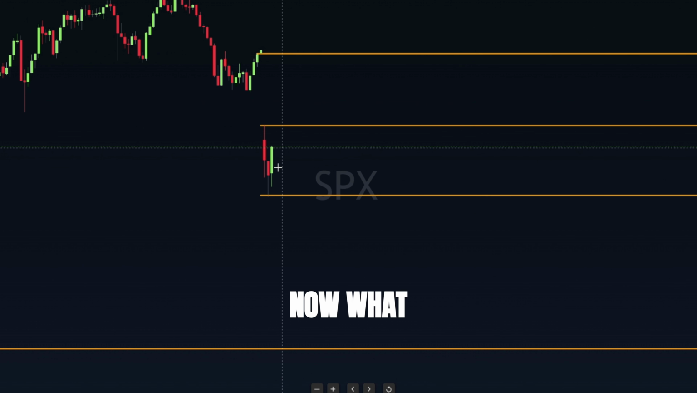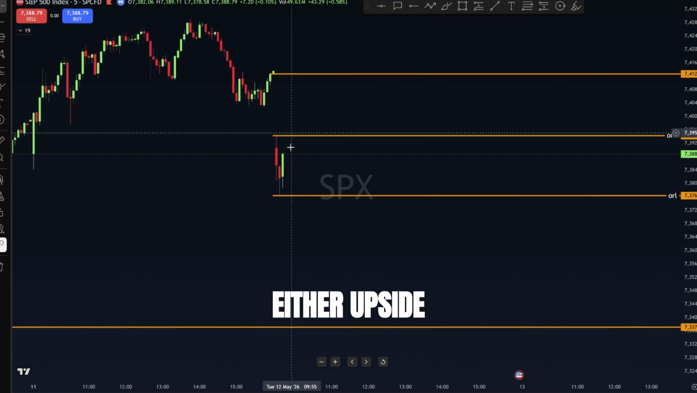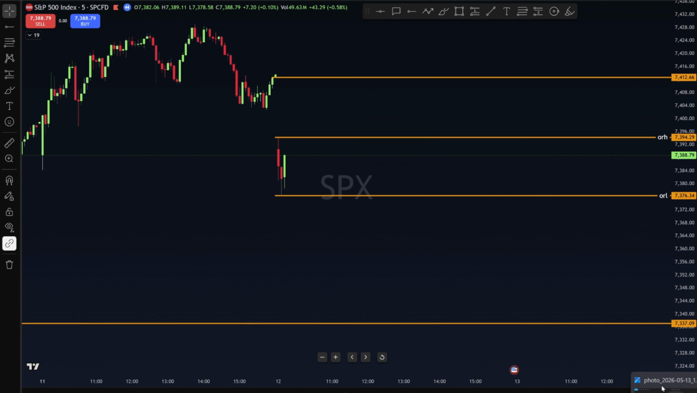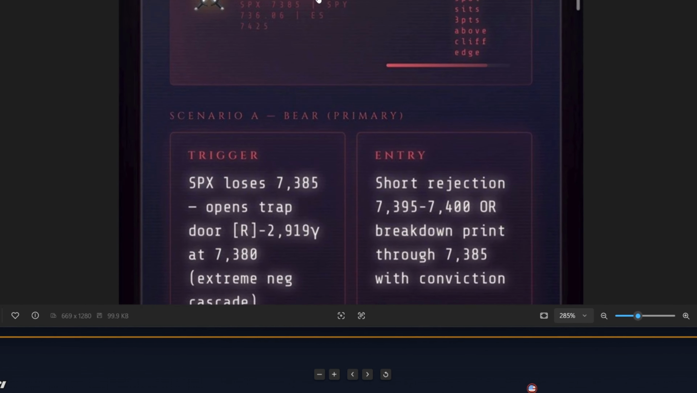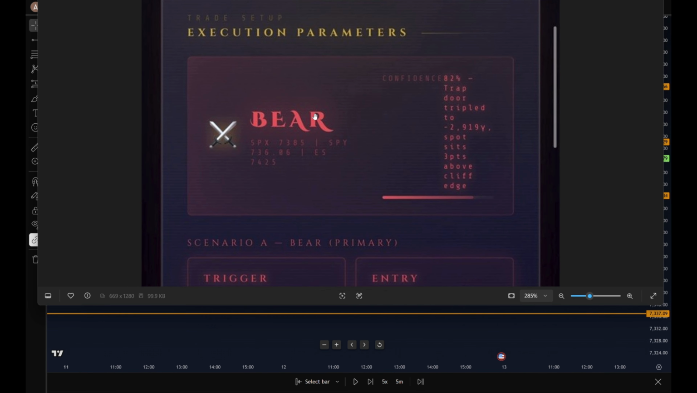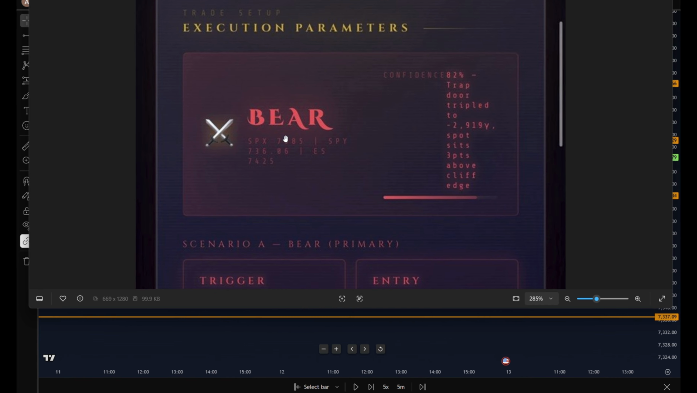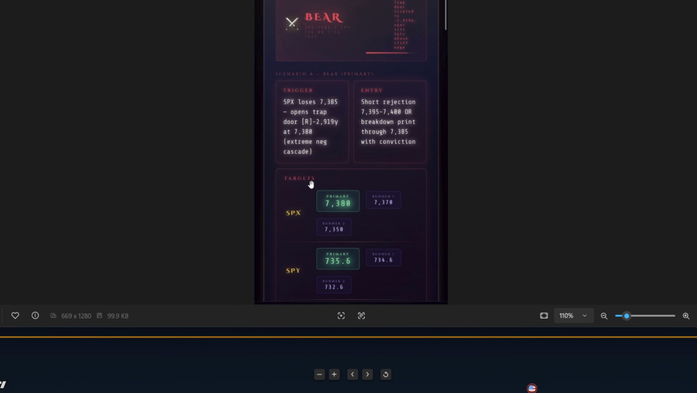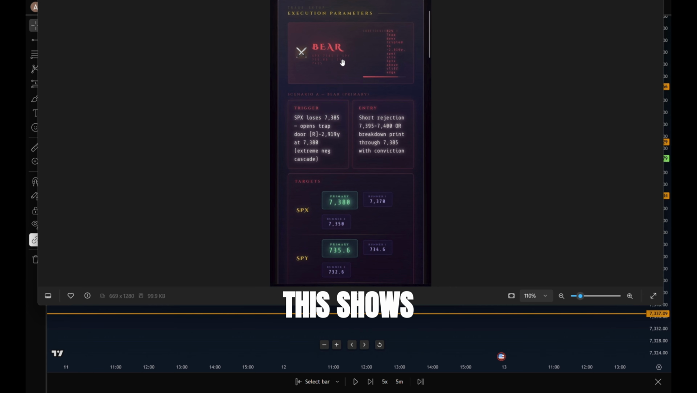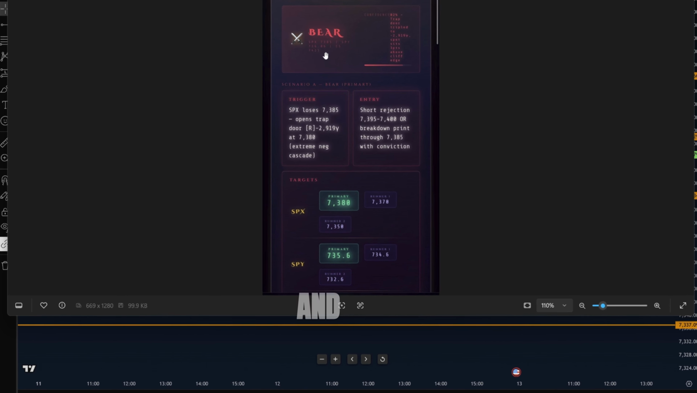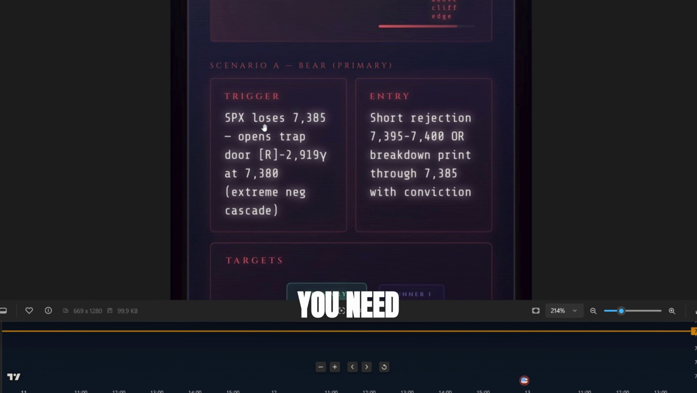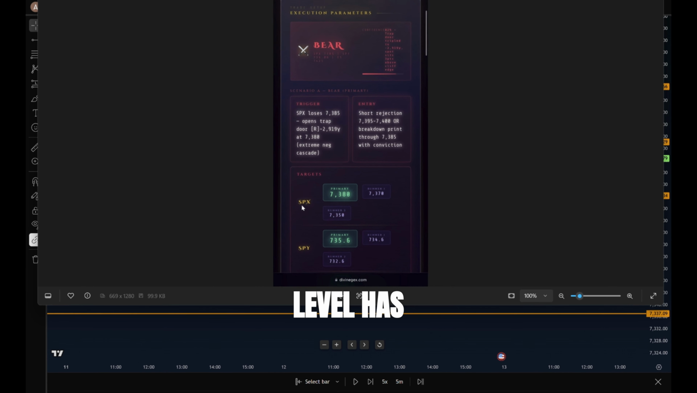Now you wait for either the upside or the downside to break. Listen guys, don't look at where it says bear or bull or neutral or whatever. These are not important. What is important is the levels. I said this many times. You guys ask me, oh, this shows bear and then the market pumps. Don't look at bear. Look at the levels, and every level has an explanation.